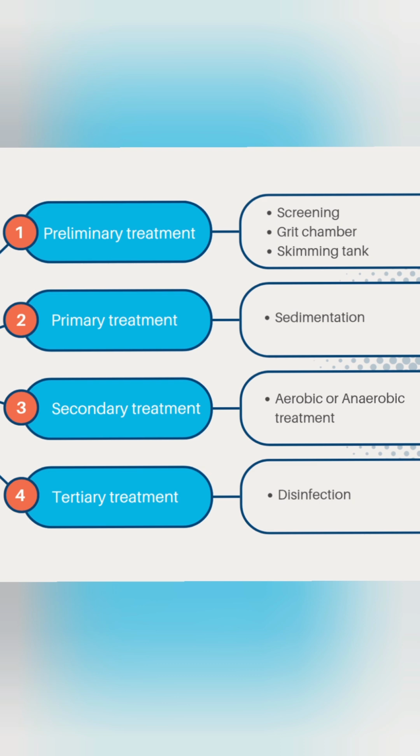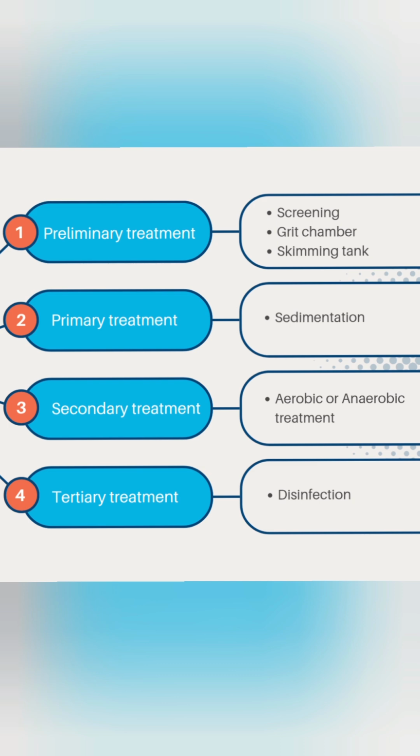So students, don't get confused with the first step. First step is the preliminary treatment and the second step is primary treatment. In primary treatment, it mainly involves sedimentation. It removes settleable solids by letting them settle under gravity. This step is important because it reduces suspended solids before secondary treatment.